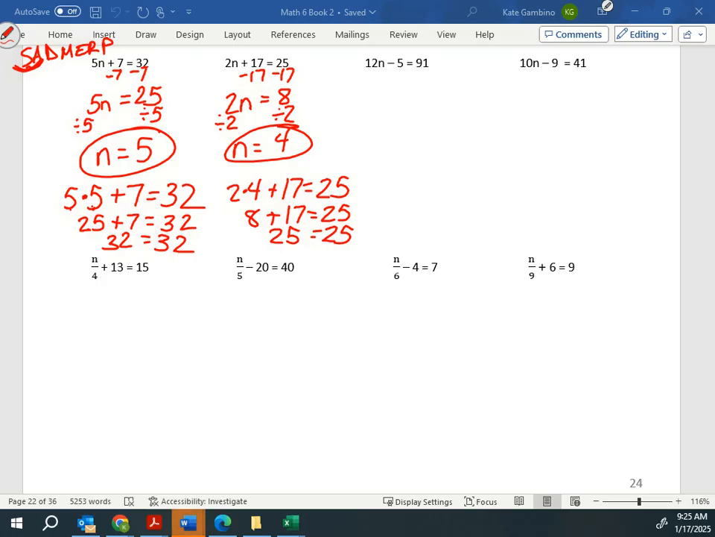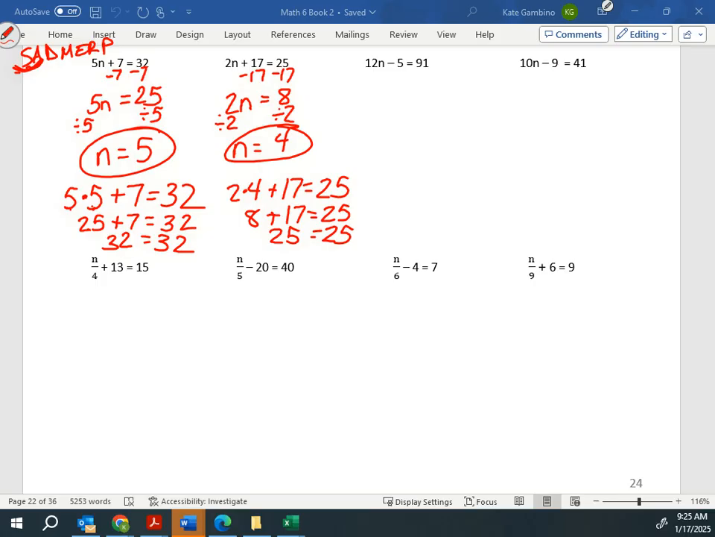Let's look at our next one. 12n minus 5 equals 91. What's my first step? Bennett? Subtract 5 from 91. Why am I going to subtract 5? I have subtract 5. Remember, if we're going SADMER, we have to do the opposite operation.